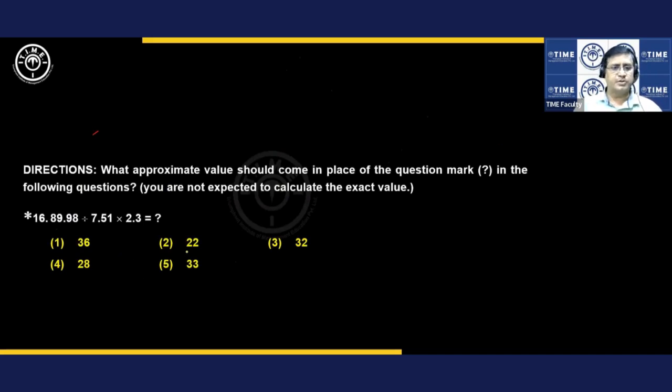Thank you. Now let's look at the next example. Just look at the directions. What approximate value should come in place of question mark in the following questions? You are not expected to calculate the exact value. So approximation means the closest value, the nearest value, easy to simplify. That value we need to take. Let's look at this one. 89.98.